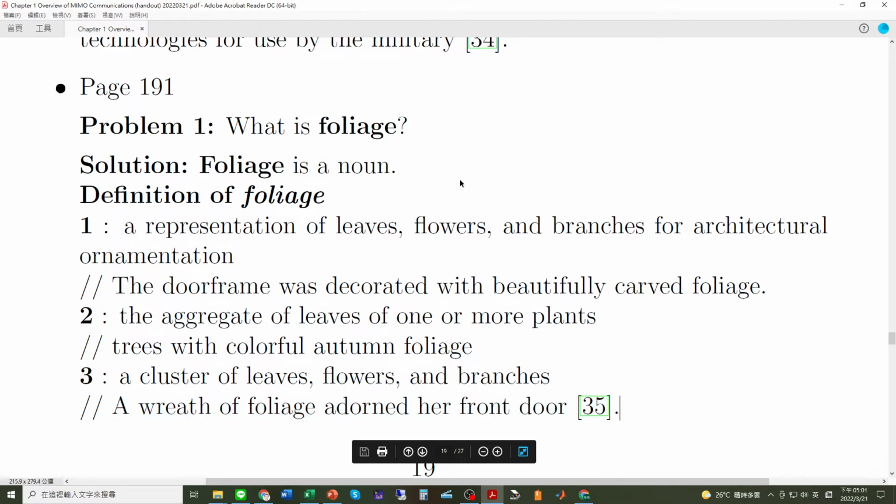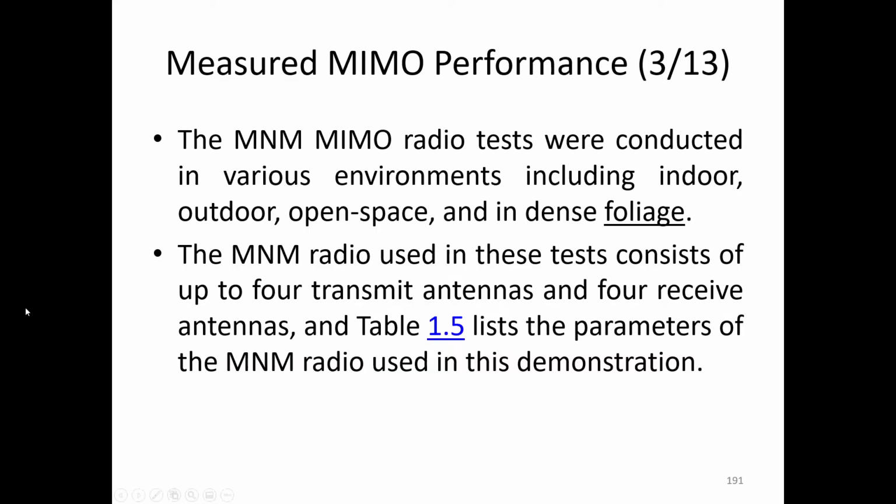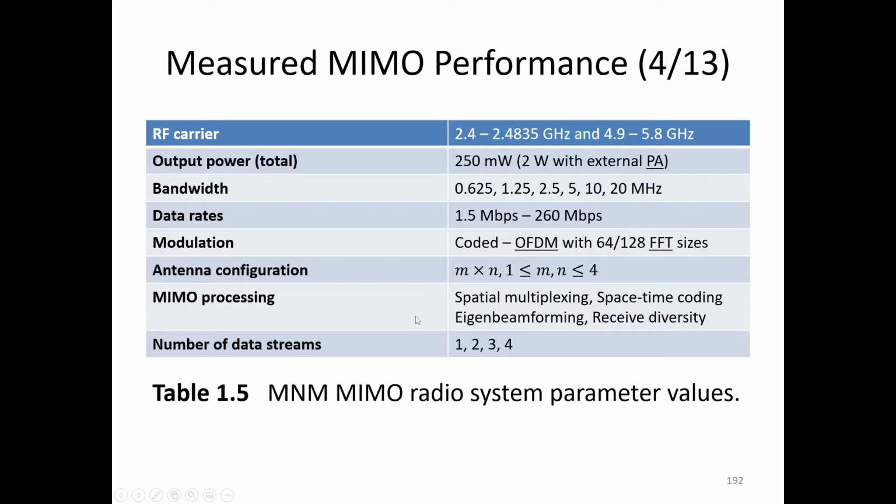Okay, so simply speaking, the foliage means leaf, 叶子的意思. Okay, the MNM radio used in these tests consists of up to 4 transmit antennas and 4 receive antennas, and table 1.5 lists the parameters of the MNM radio used in this demonstration. Okay, let us see table 1.5. Okay, in table 1.5, there are MNM MIMO radio system parameter values.